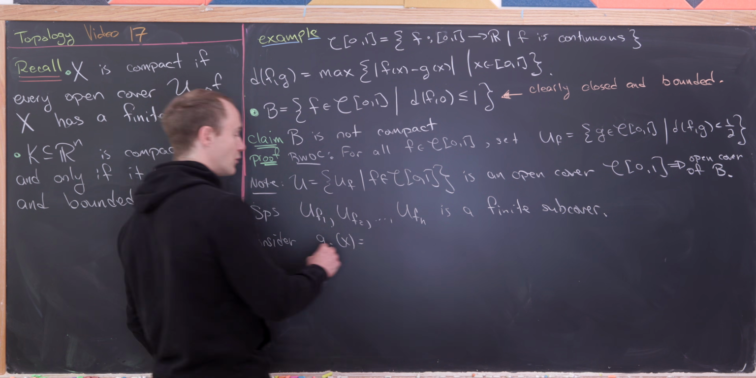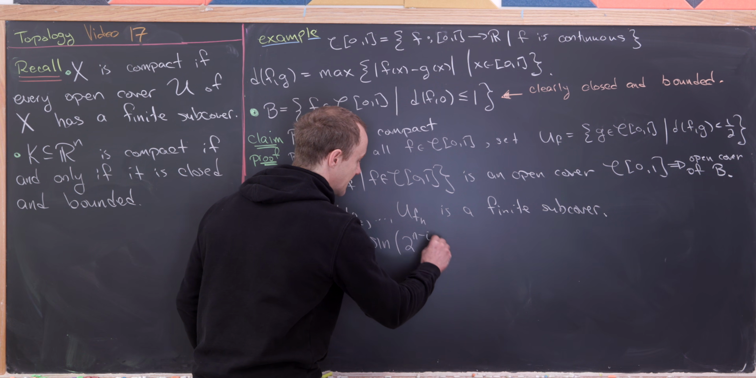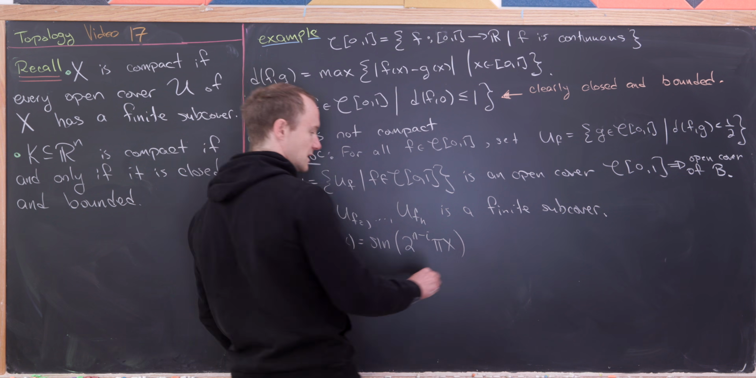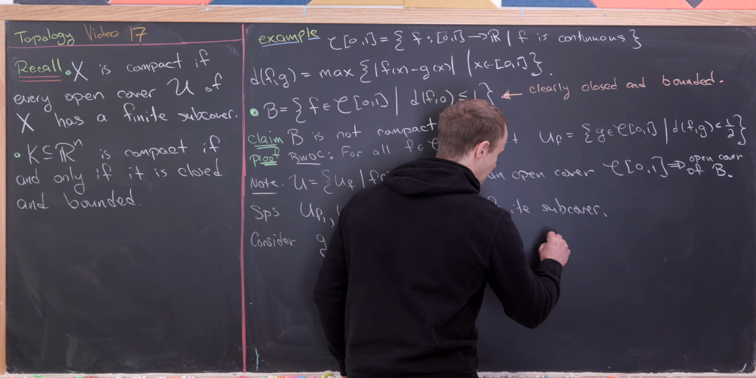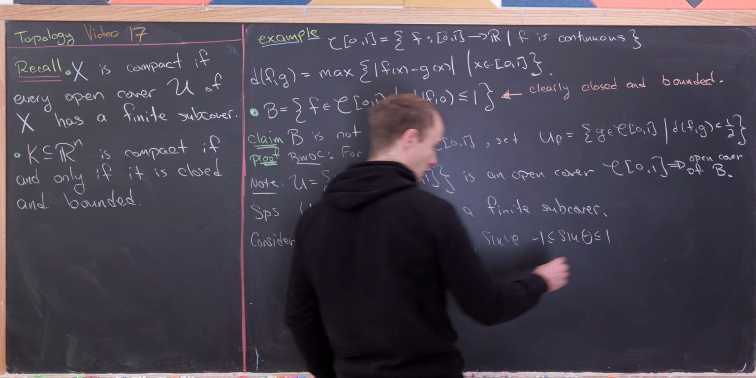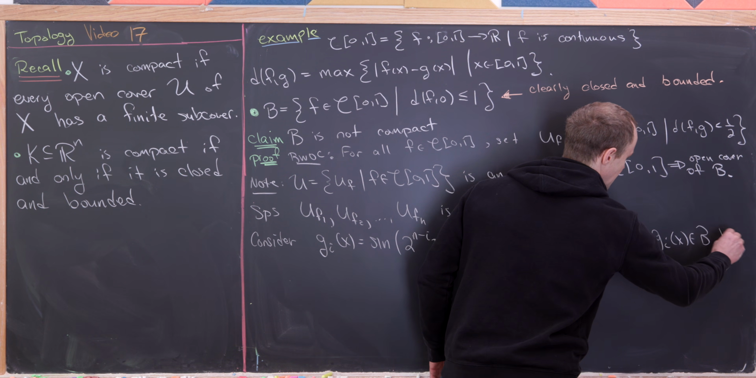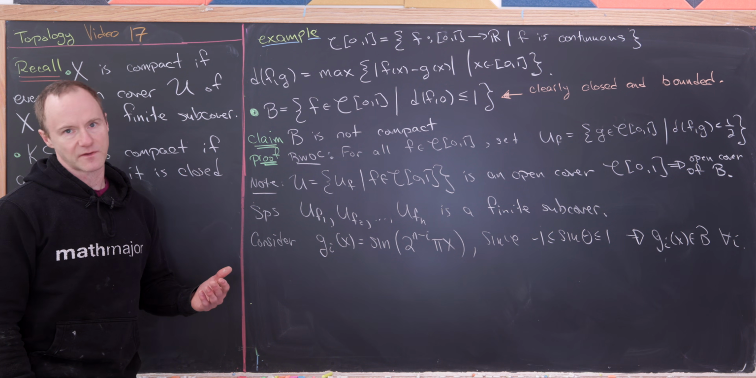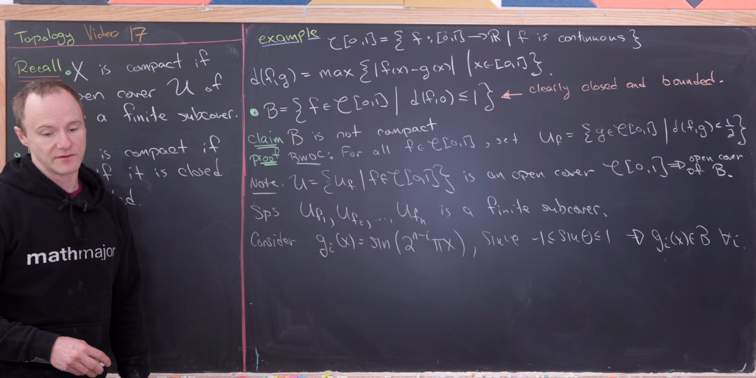And g sub i will be defined by the sine of 2 to the n minus i times pi times x. And, well, let's also note the following: since the sine of theta for any value of theta is always between -1 and 1, that tells us that g_i(x) is inside of B for all i. Because the entry fee to be inside of B is that your function has to be between -1 and 1. I think that's pretty clear by our definition of B up here.